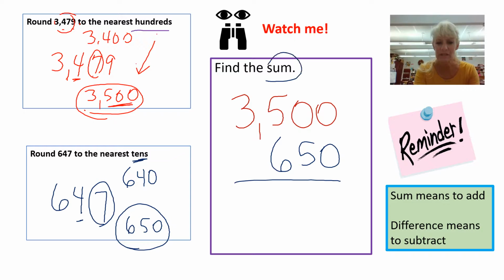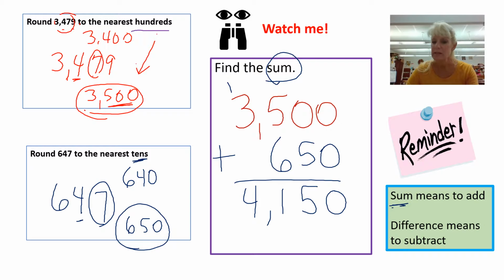And then I notice that it says the sum. Well, if I look over here, I can see that sum means to add. So now I'm just going to add these two numbers together. 0 plus 0 is 0. 0 plus 5 is 5. 5 plus 6, I'm going to put the 6 in my head because it's bigger. 6, 7, 8, 9, 10, 11. Because it's larger than 9, I'm going to carry my 1 up to the top. So 3 and 1 is 4, and I'm going to drop down my comma, and my total is 4,150.